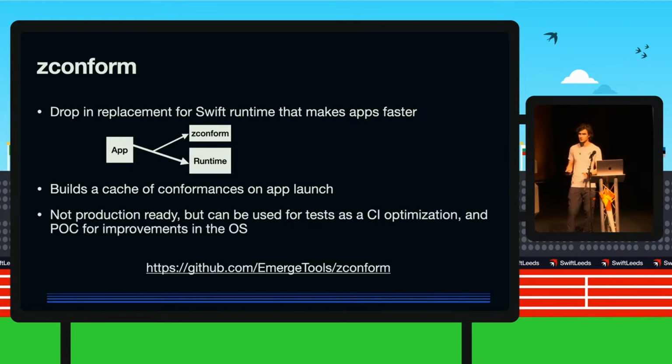This is not meant for production. You can't just go and put this in your app and ship it to users, but it can be used for things like unit tests as a CI optimization so that your tests run faster.